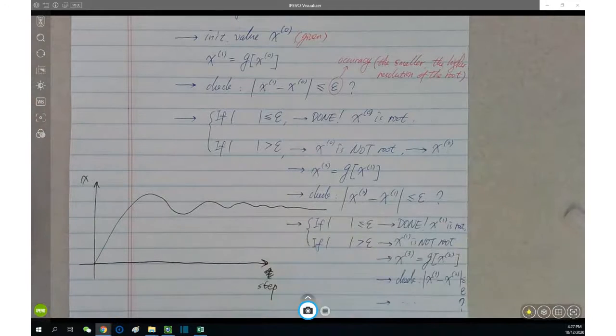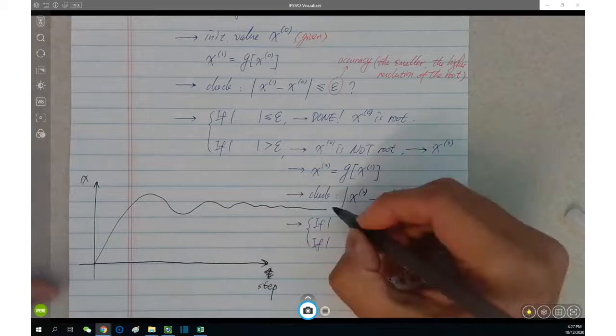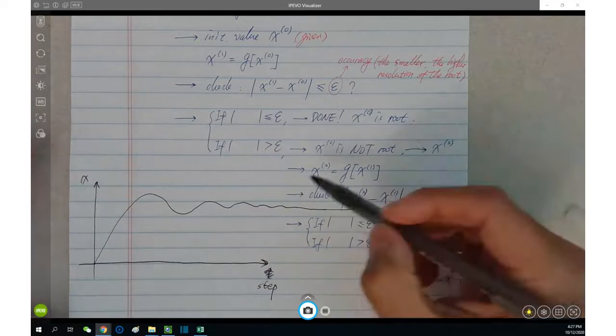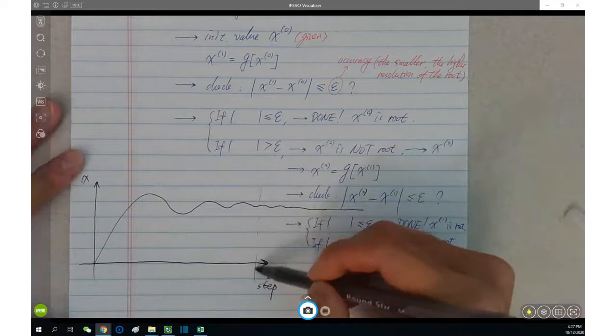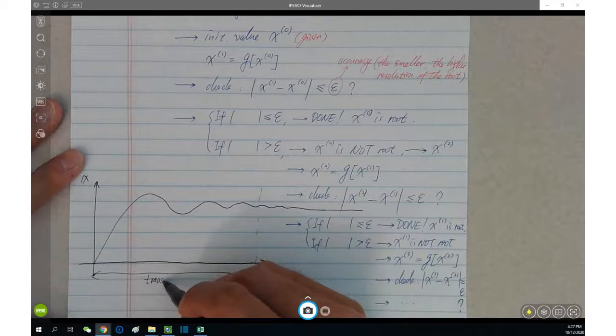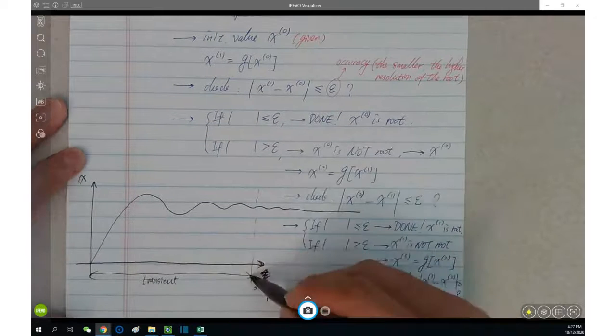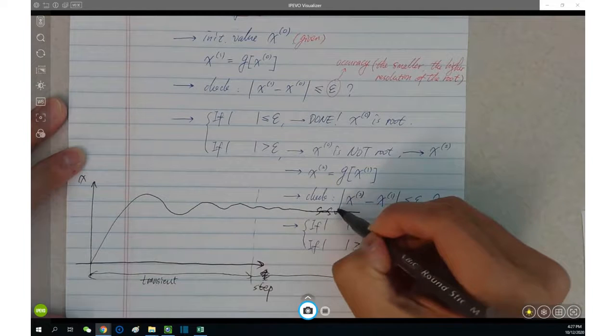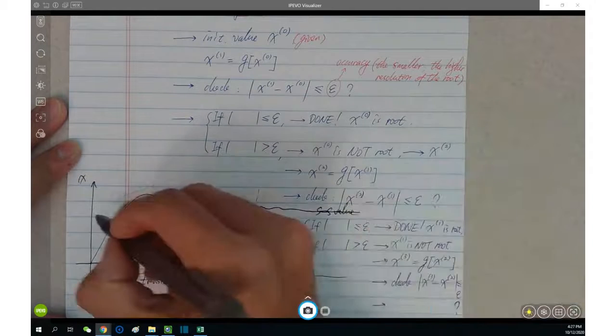So many of you guys are taking 360, right? What are you seeing here? You have a transient, and after some transient, you're reaching what? Steady state, right? This is the steady state value.